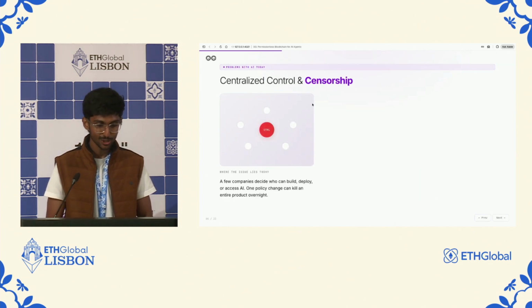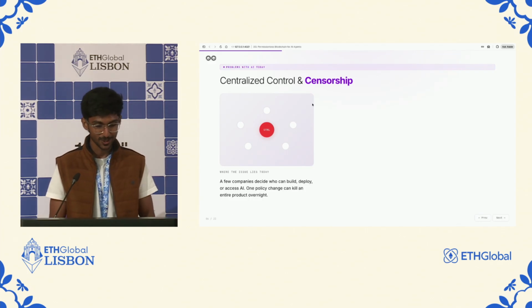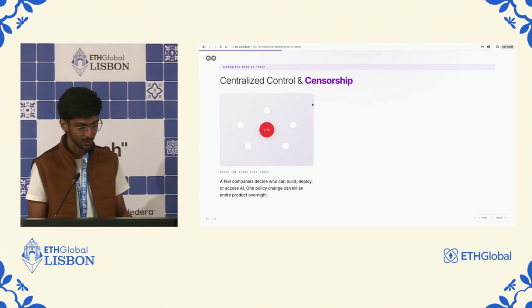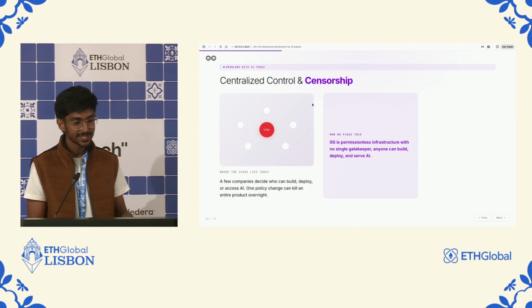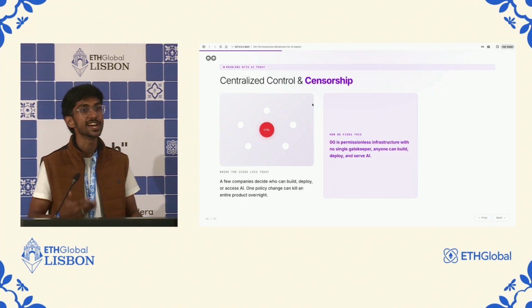Next is centralized control and censorship. This is like a summary of what I briefed so far. A few companies can decide who can build, deploy, or access AI. A policy change can kill the whole thing. But with 0G, it's permissionless, and there is no gatekeeper. So that's why I named this whole presentation the permissionless blockchain for AI agents.